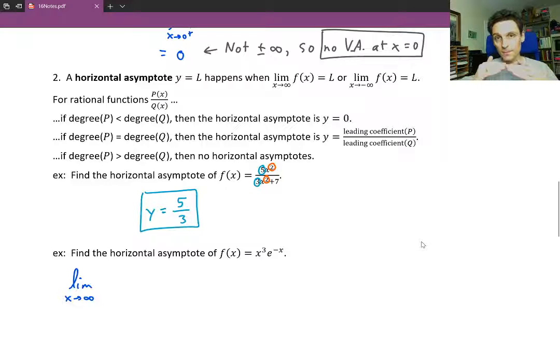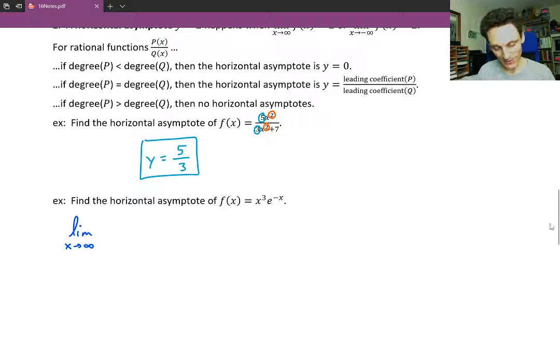Or it could have 1, and all the rational functions as well are only going to have at most one horizontal asymptote, or it could have no horizontal asymptotes. Of course, this would be a terrible example if it had no horizontal asymptotes, so it's probably going to have at least one. So let's take the limit as x approaches positive infinity of x cubed e to the negative x.